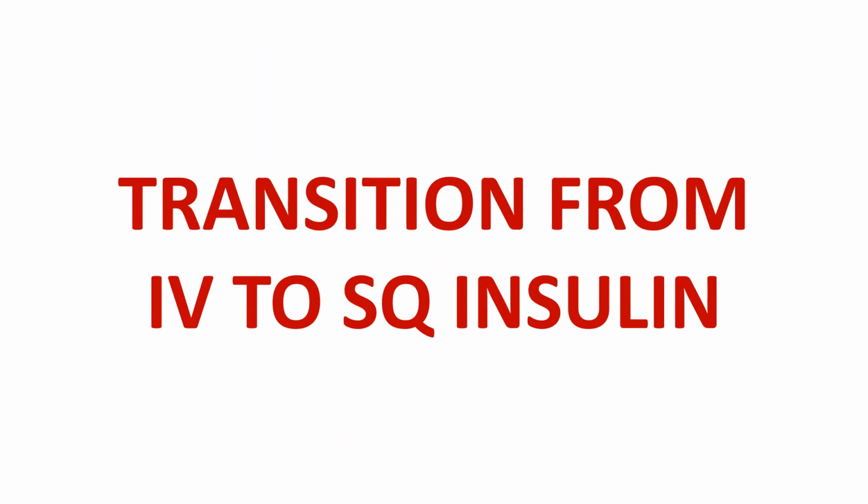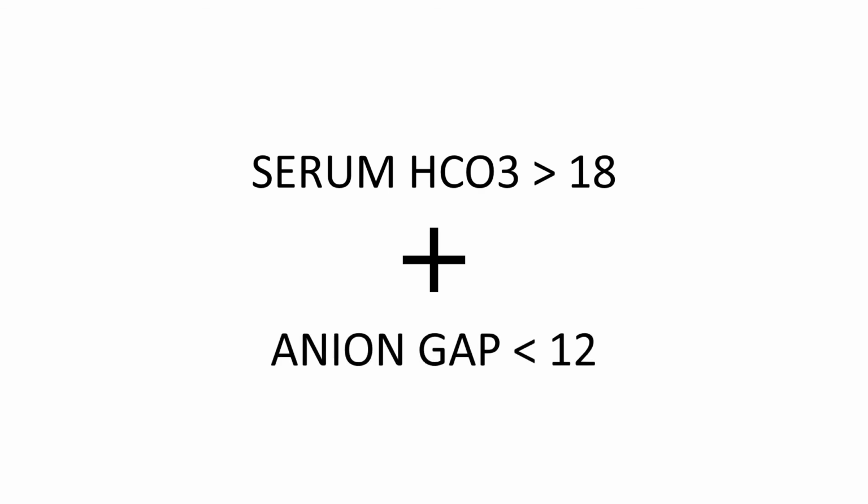This brings me to the last part of this talk, which is transitioning patients from IV insulin to subcutaneous insulin. This is usually based on lab parameters which involve improvement in the metabolic acidosis and closing of the anion gap. The arbitrary numbers I like to remember are a bicarb above 18 and an anion gap less than 12.